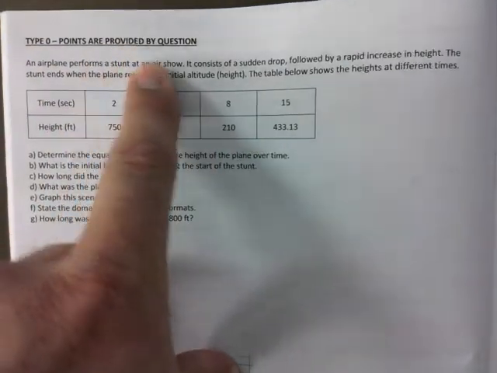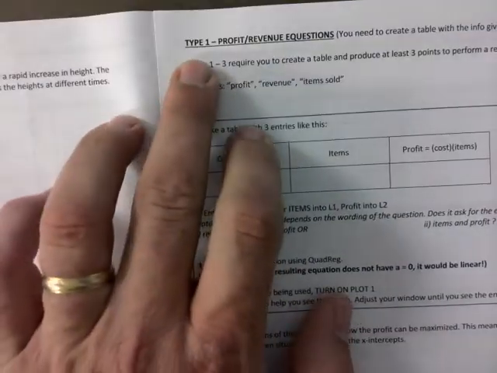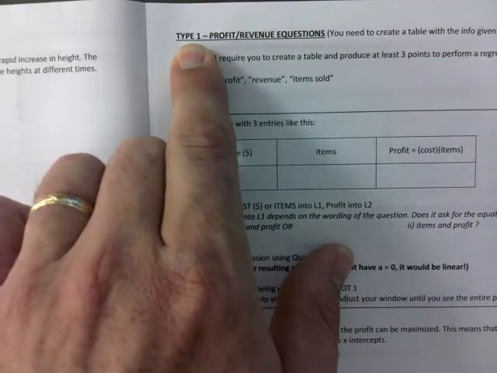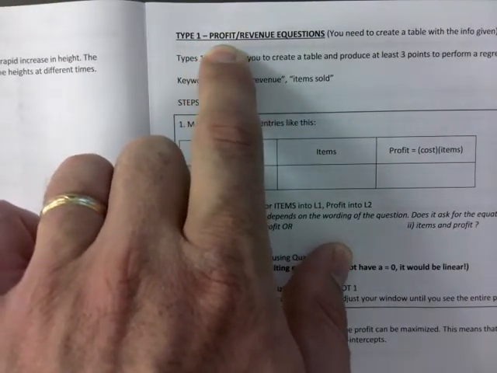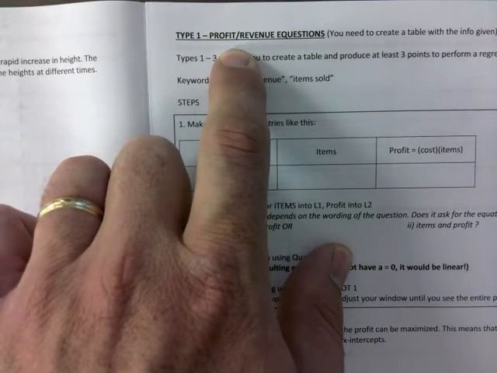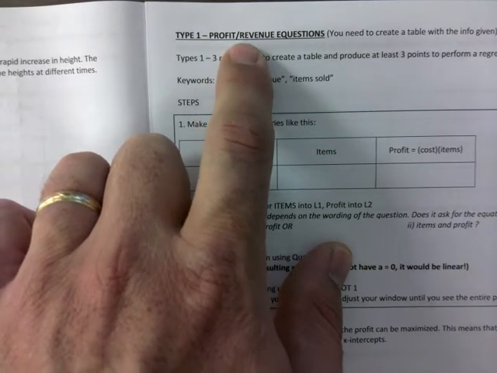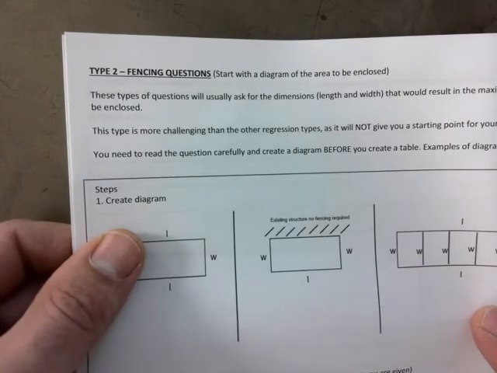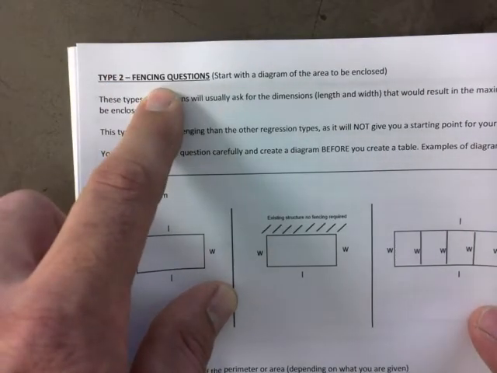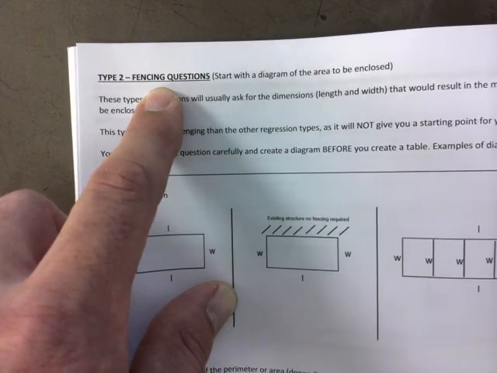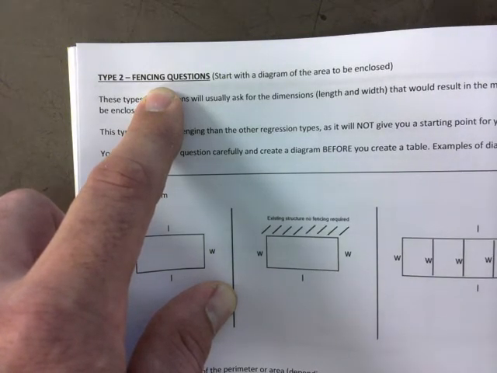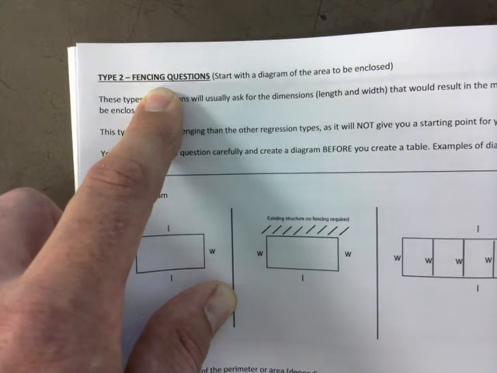Points are given, right? Then you will see that next page, we have type 1. I call those types of questions profit or revenue types of scenario. There's dollar amounts involved there, okay? And then we'll continue with type 2, which is fencing. This one is going to be the toughest of all. Fencing is usually the one that students struggle with. I'm just going to give you a heads up. It's not like it's impossible to do. It's just it will require you to do your own practice, right?